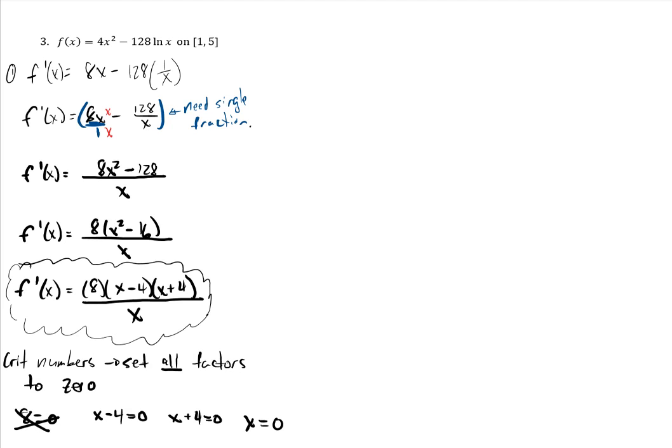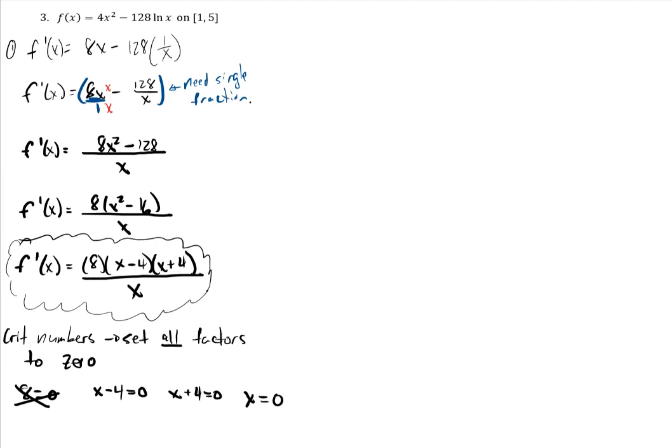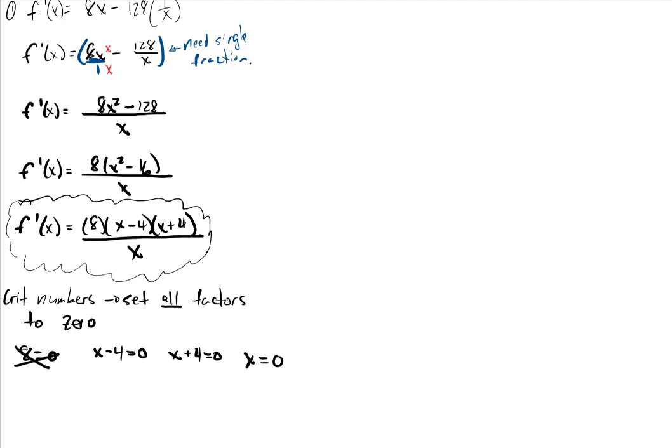Okay, and then now I want to solve all of these. Let me scroll a little bit. They're all pretty easy to solve. Notice with our x minus 4, all I have to do is add 4 over. So I would get x is 4. With this one, I would subtract and get x is negative 4. And then x equals 0 is already solved for.